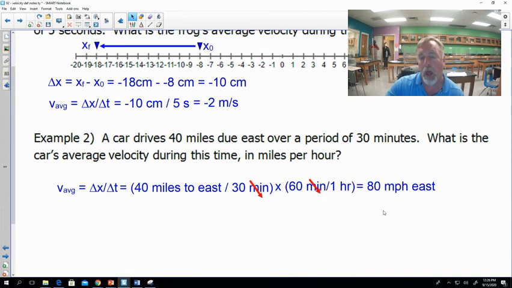All right, guys, hopefully that didn't overwhelm you too much, but that's a good starting point for what we're going to do in physics for the next several weeks. How do we calculate position, distance, displacement, and average velocity?